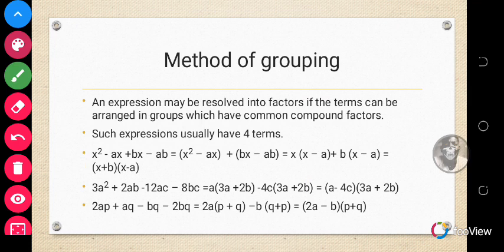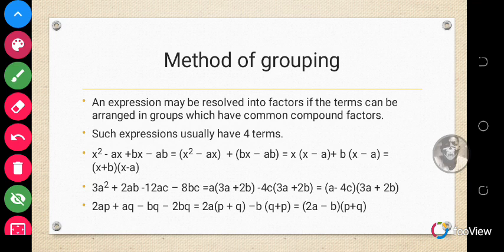Let's look at the method of grouping. So the method of grouping is an expression may be resolved into factors if the terms can be arranged in groups which have common compound factors. Such expressions usually have 4 terms. So when it comes to the method of groupings, you are usually looking at the elements with 4 terms. 1, 2, 3, 4.